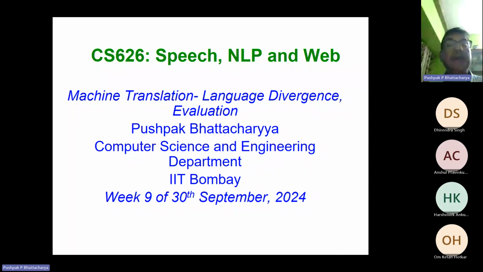Okay, so let's begin. We are doing machine translation. We would like to do language divergence to an extent and go in depth into machine translation evaluation. And that will lead us to hypothesis testing. All of these are very important topics, not only for machine translation, but for the whole of NLP.